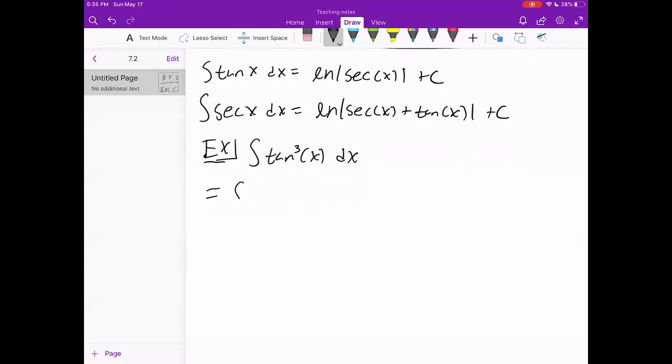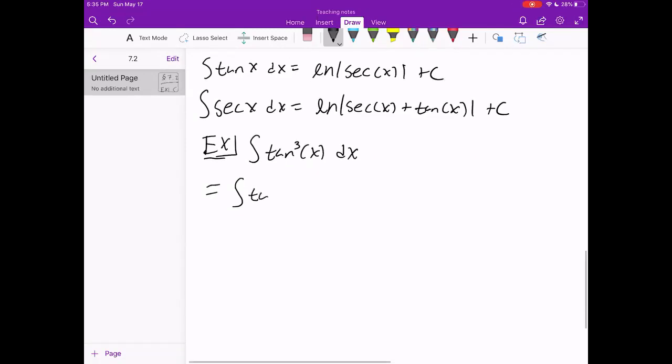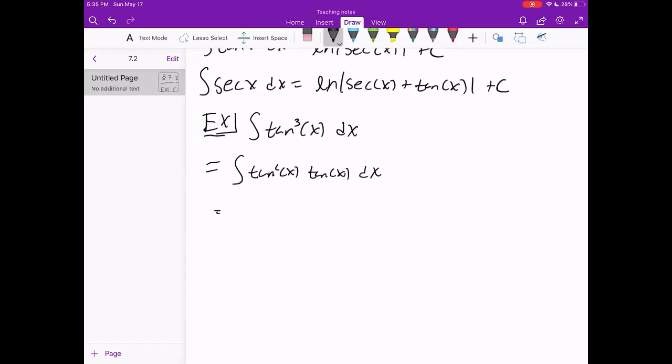If I want to integrate tan cubed of x dx, the first thing is, I can't do anything with that. No u substitutions, nothing with integration by parts looks promising. So I'm going to write it as tan squared of x times tan of x dx. And again, this is really the only thing there is to do. Now, the only thing that changes it is to rewrite tan squared.